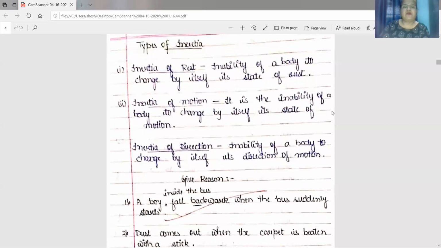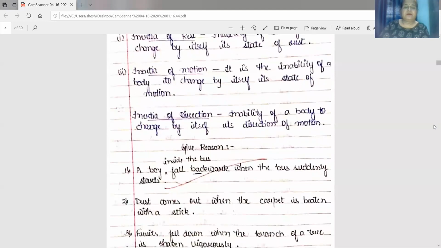Now, examples of inertia of rest. A boy sitting inside, or you can say standing in a bus, and the bus is at rest. When the bus suddenly starts, the boy falls backward. Second one, dust comes out when the carpet is beaten with a stick. Third one, fruit falls down from the tree when the branch of the tree is shaken vigorously.